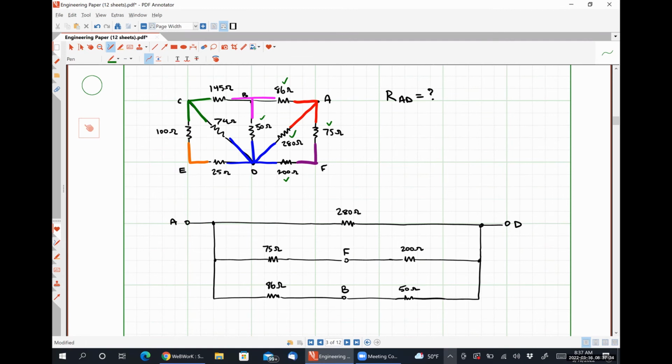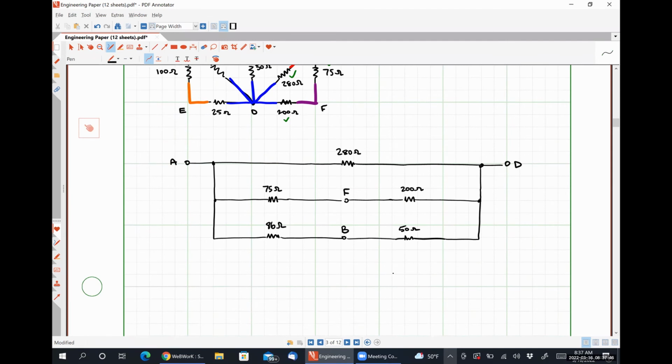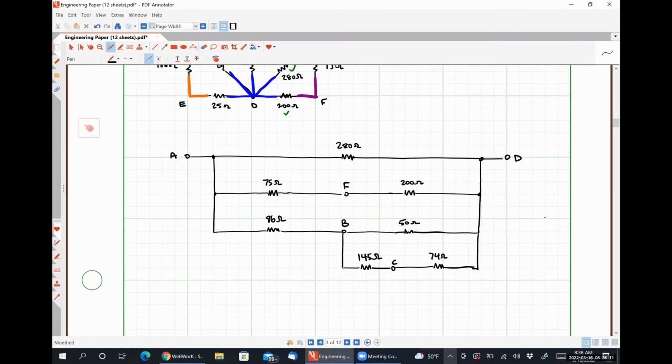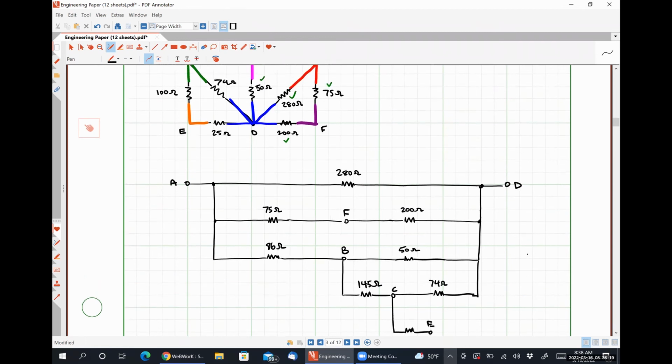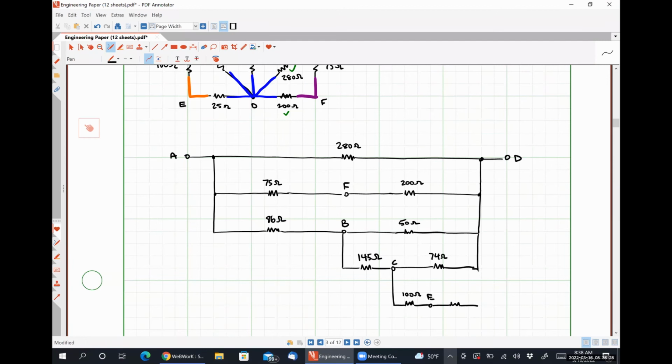So we could go from B to C. So I'm going to put node C right here, and my path from B to C is through the 145 ohm resistor. And from C, I can go directly to D through the 74 ohm resistor. Or from C, I can go through E, which would include the 100 ohm resistor, and then from E to D is the 25 ohm resistor. And if I'm not mistaken, those are all of my resistors.